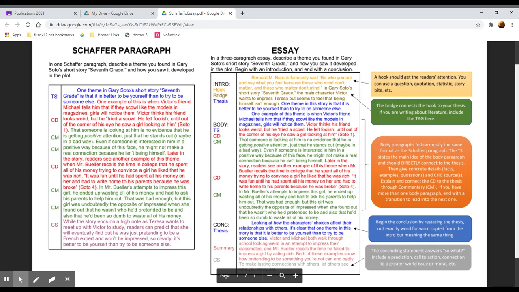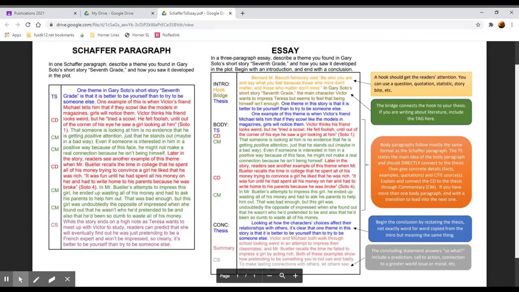Then your concluding paragraph summarizes the gist of your argument, right? So we have Victor and Michael both walk through the school looking weird in an attempt to impress their classmates, and Mr. Bueller recalls the time he failed to impress a girl by acting rich. Both of these examples show how pretending to be something you're not can end badly. So we have one sentence summing up the evidence presented and one sentence summing up how that supports the thesis.